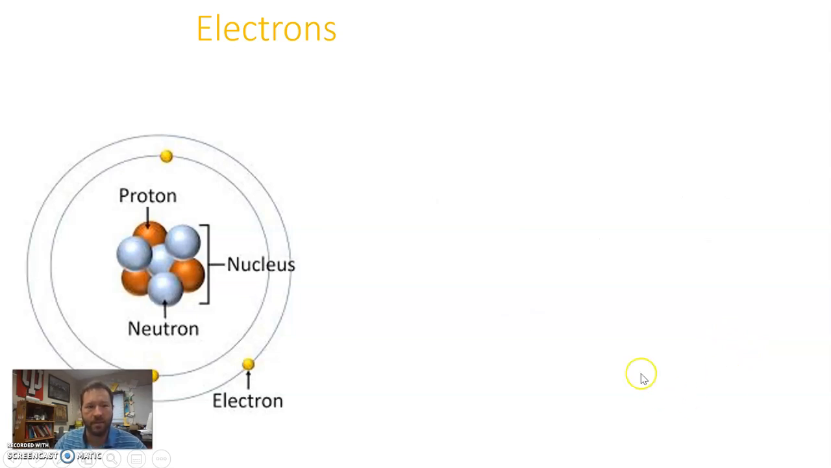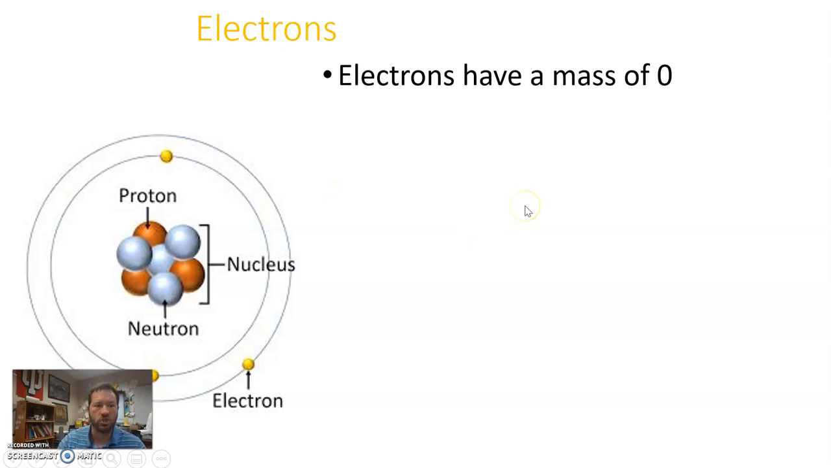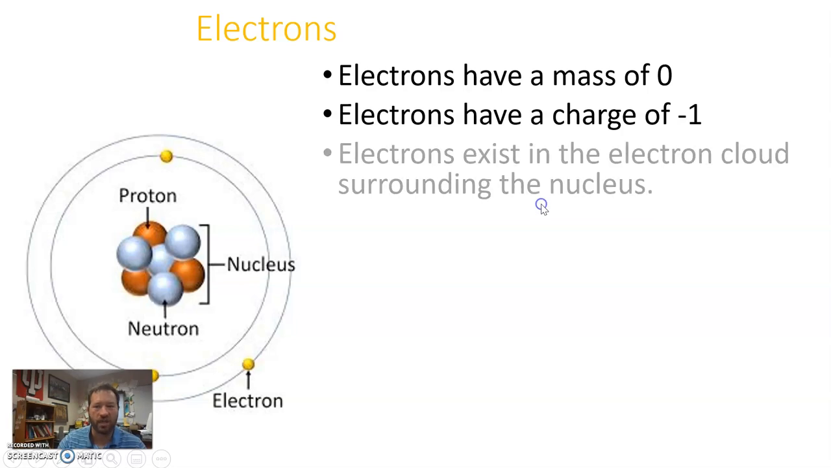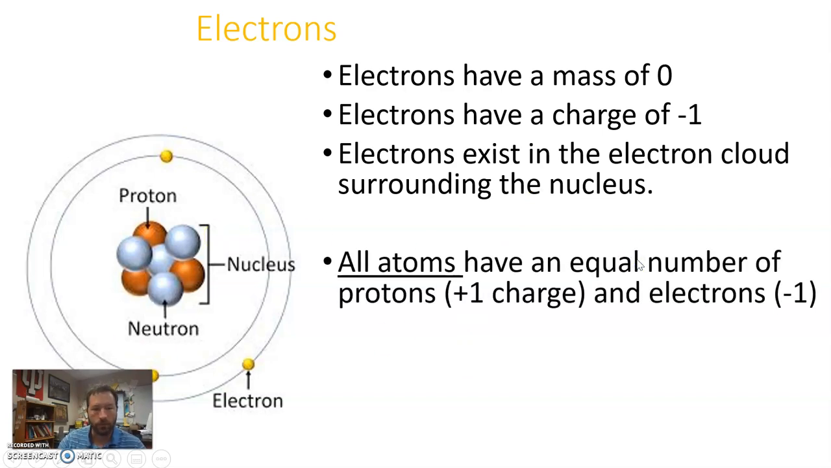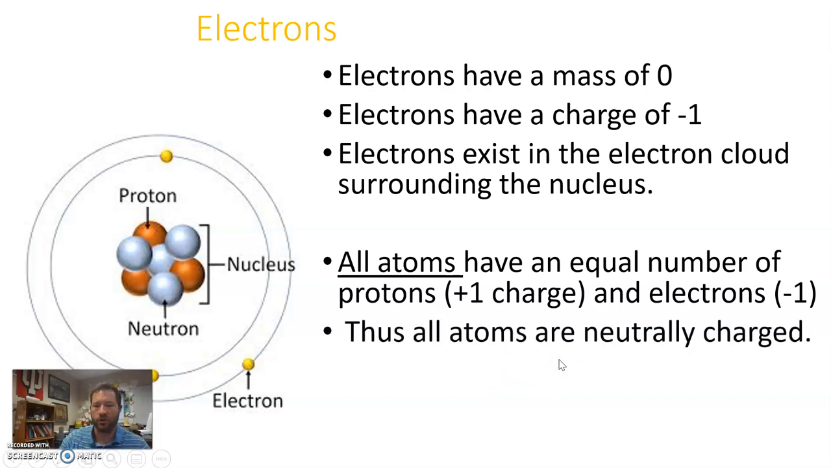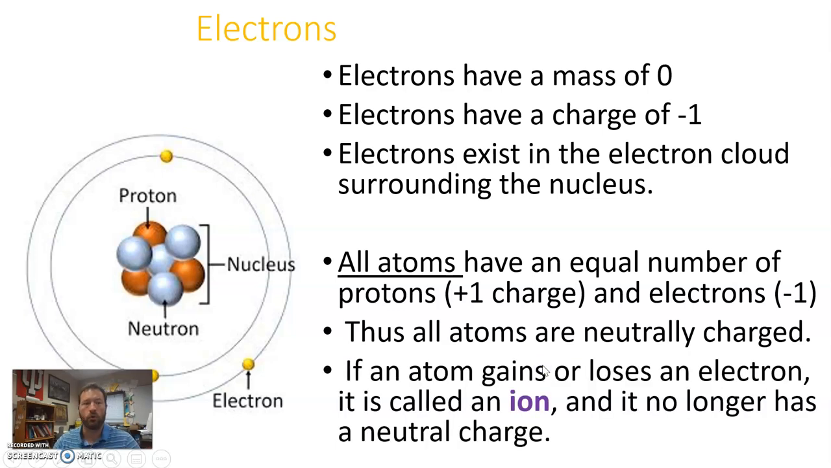The third of the subatomic particles then are electrons. These particles have a mass of 0, a charge of -1, and they exist in the electron cloud. So they are what surrounds the nucleus. A very important note here: all atoms have an equal number of protons and electrons. So keep in mind, protons have a +1 charge, electrons have a -1 charge. This means that all atoms are neutrally charged. They have no overall positive or negative charge. Their positives cancel out their negative charge.